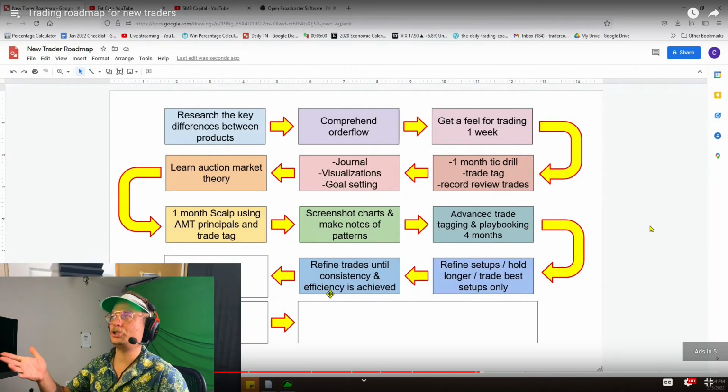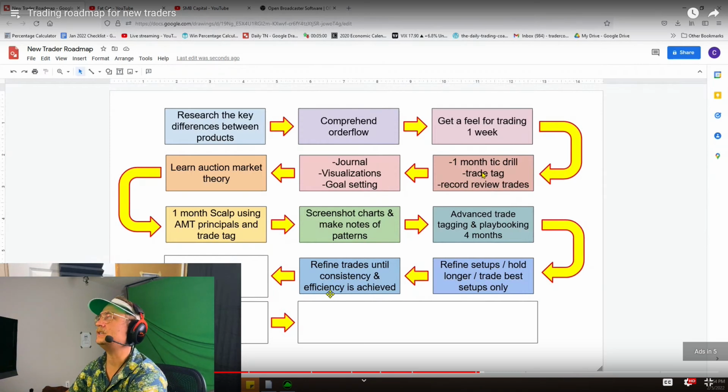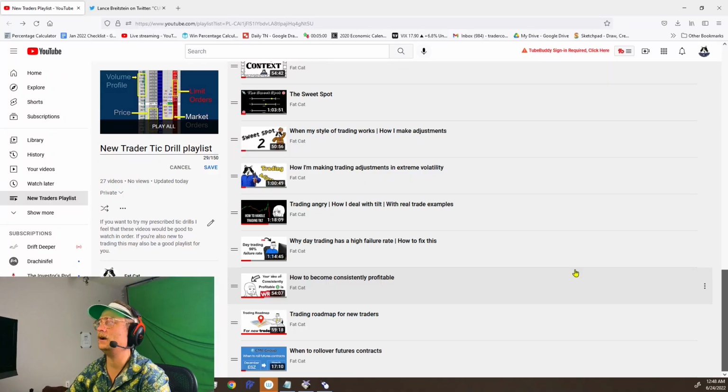Okay, guys, I just want to show you. I kind of built out a roadmap, and as you can see, the tick drills is in here. Where do you go from that point forward to get consistent and build a system? That video is really good when it comes to building out a roadmap. What should you consider doing when it comes to your trading journey? So that's why that video is in there.